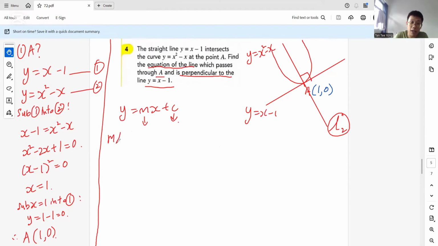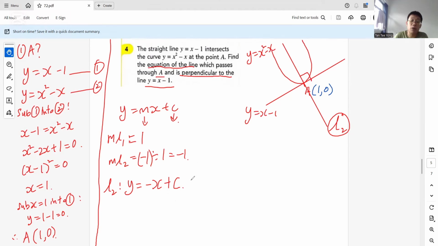So the gradient of L1, as you can see, is actually equal to 1. So that means the gradient of L2 is negative 1 divided by 1, which is negative 1. So the gradient of L2 is negative 1. So that means L2 is y equals negative x plus c.